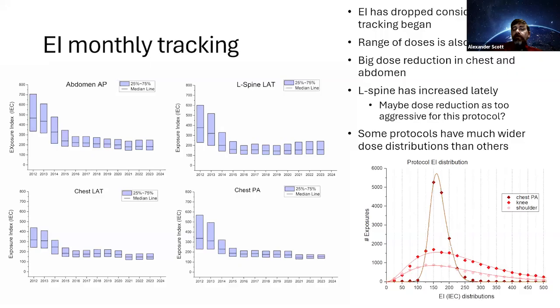If you look at how tight the distribution of patient dose is, at the bottom right, the chest PA, that's a tight distribution. There's a relatively narrow range of patient doses being delivered. On the other hand, knees and shoulders, very broad.